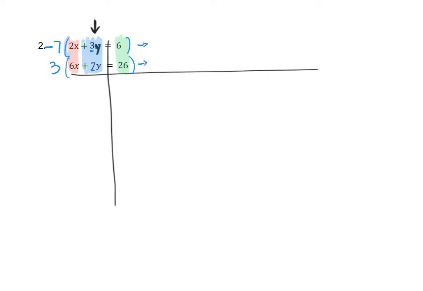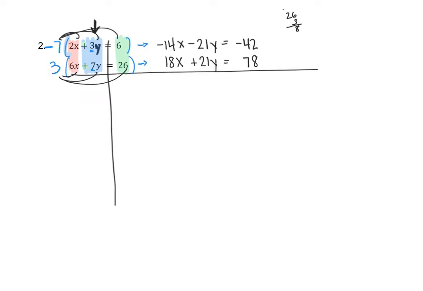So let's see what we get. I'm going to distribute this out. I'm going to get negative 14x minus 21y equals negative 42. On the bottom, distribute this out. I get 18x plus 21y equals, I don't have my calculator with me, so make sure you check my work. I think it's 78. Yeah. All right. So now, again, highlighting just to keep all my columns in check.